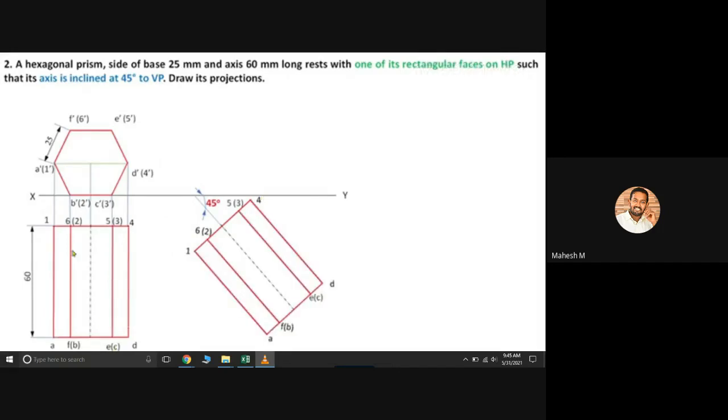Next you can notate this diagram. The notation should be 1 1, 6 1 of 2 1, 5 1 of 3 1, next 4 1, and d1, e1 of c1, f1 of b1, and a1. After doing that, you can project these top view corners towards our front view position.